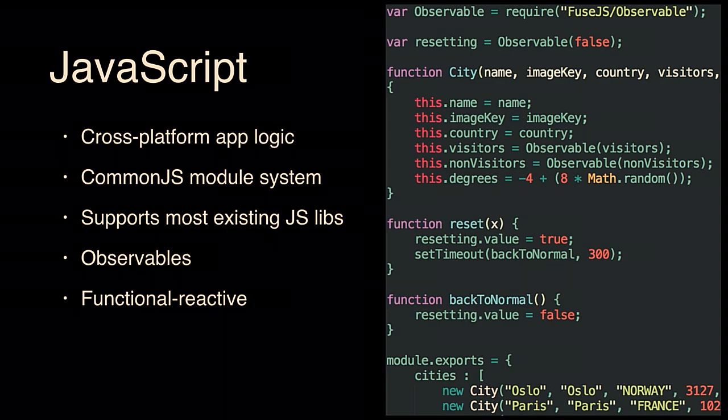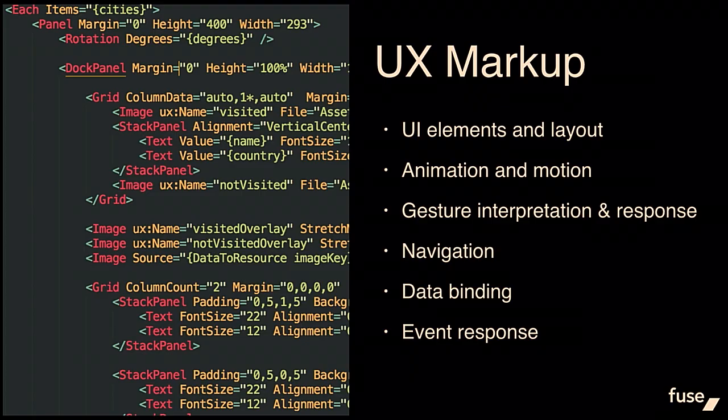For business logic, you'll use JavaScript. This is so that you get fully cross-platform app logic. We have a CommonJS module system, so you can pull things in, require them, use them all you want. We support most existing JavaScript libraries. If they work on Node, they likely work in Fuse, and we're working on improving that. We also have a functional reactive data binding system that ties the whole thing together. And this is why I was talking about the UX markup. We do animation and everything here, so that can actually be compiled down to native code instead of actually happening in JavaScript, which is basically a performance liability.